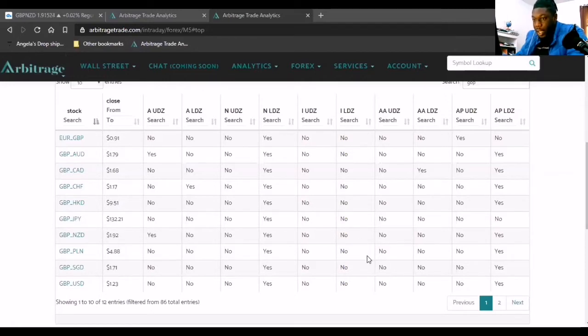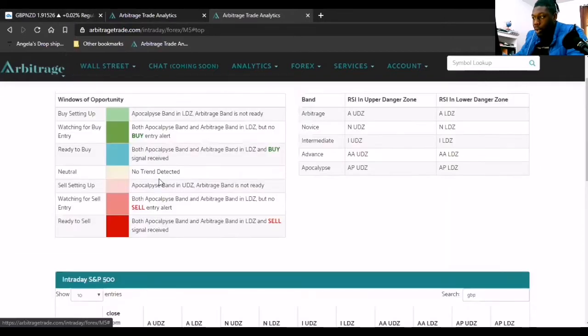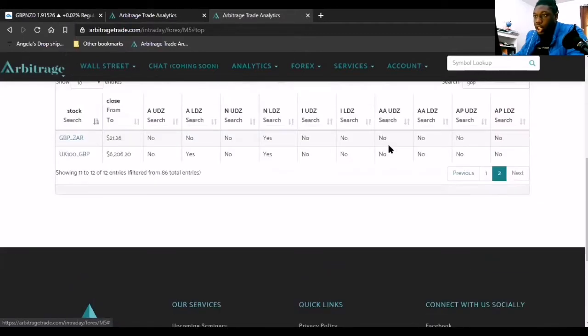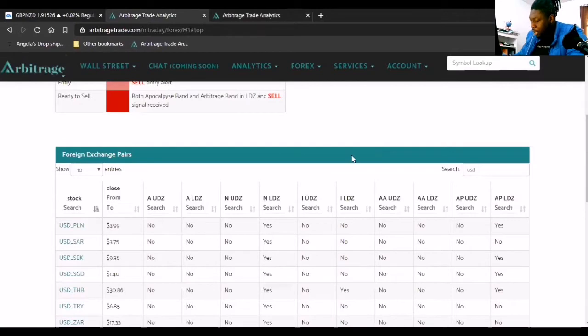What else do we have? I don't trade any of those. GU, again, lower danger zone, so I'm not going to write that down again. And what do we have left here? So GZAR. So far we have Euro GBP, GPAUD, GCAD, GPCHF, and GPNZD. Like 5 different GBP pairs, right?